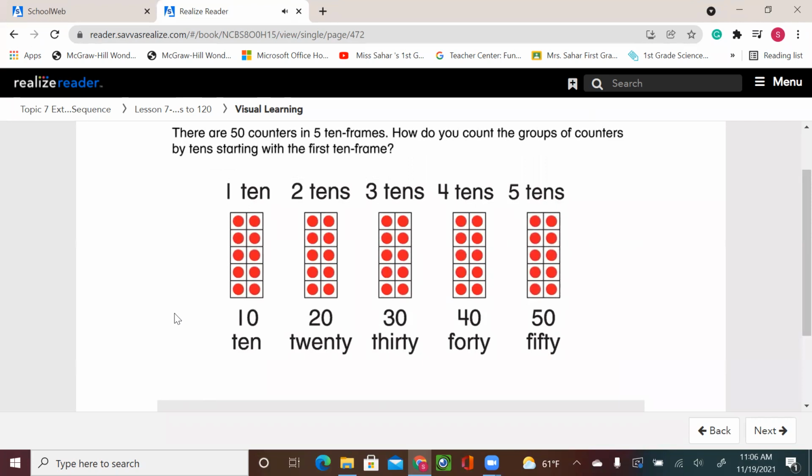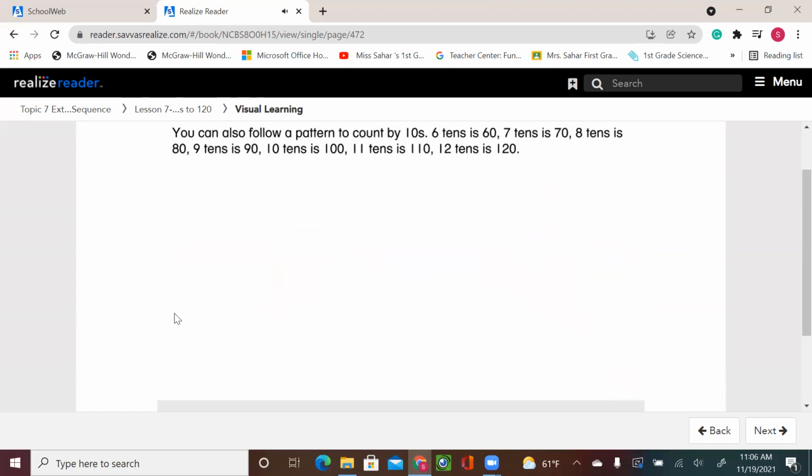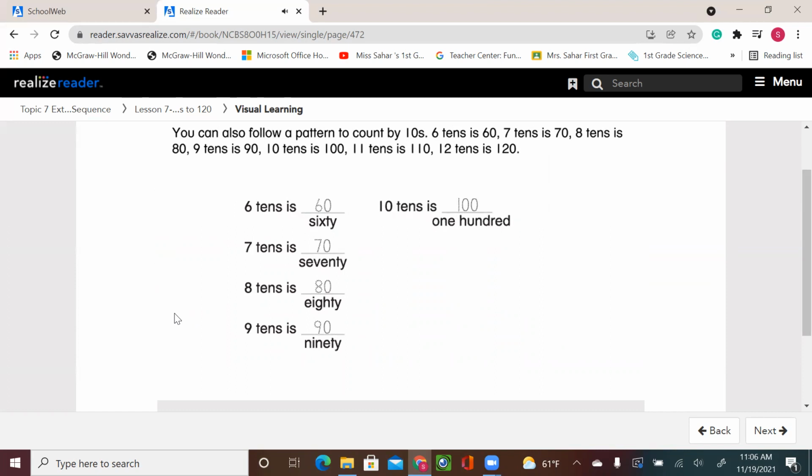How do you count the groups of counters by tens, starting with the first 10 frame? 10, 20, 30, 40, 50. You can also follow a pattern to count by tens. 6 tens is 60, 7 tens is 70, 8 tens is 80, 9 tens is 90, 10 tens is 100, 11 tens is 110, 12 tens is 120.